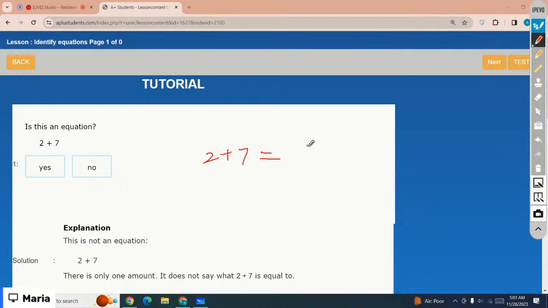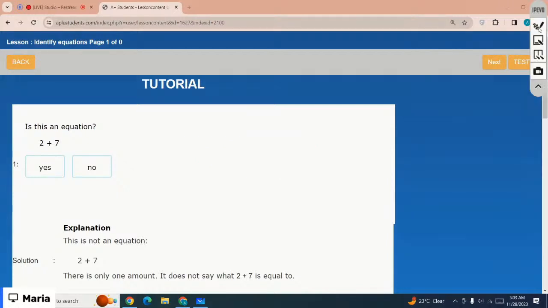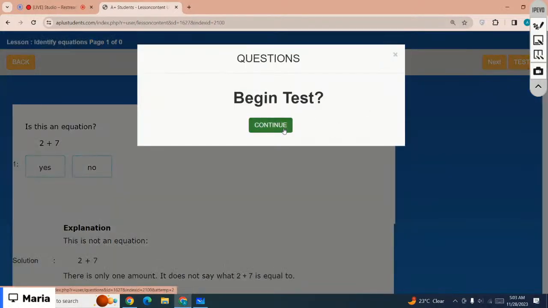If it is like this, 2 plus 7 equals 9, you have an equality equation. Basically, if you have an equality sign, that is an equation, right? That means 2 plus 7 is equal to what? You don't know what 2 plus 7 is equal to, so this is not an equality. If equality signs are involved, that is an equation. Let's start with the test question. So basically, an equation must have an equality sign, right?